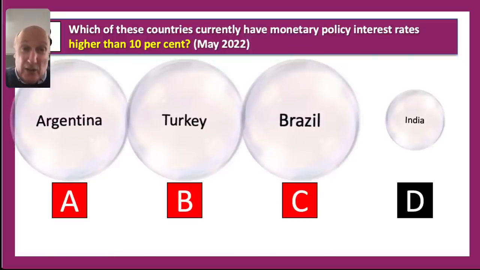He's got through more central bank governors than Sunderland have got through managers in the last few seasons. Indian interest rates a little bit below 10%, but not much below. The reason for adding this in as a question: there are three good examples of countries for your revision notes that have high interest rates. You don't have to know the number, but if you get a question on UK interest rates compared with other countries, Argentina, Turkey, and Brazil have high interest rates. Maybe one more. Have we got time for one more?